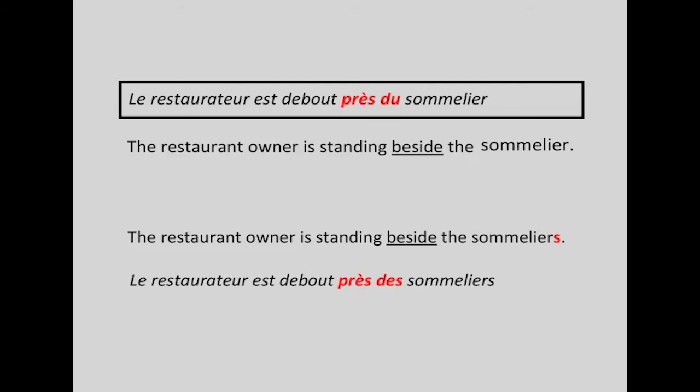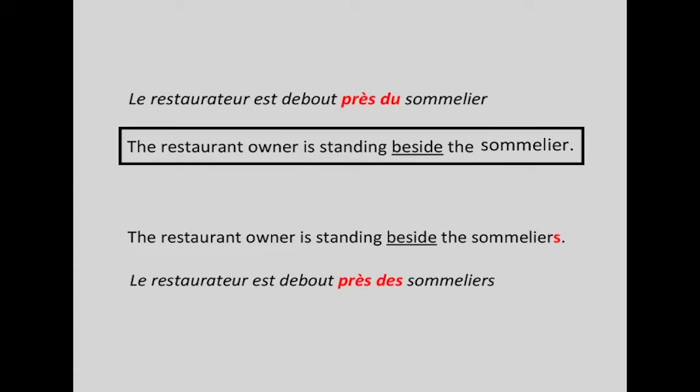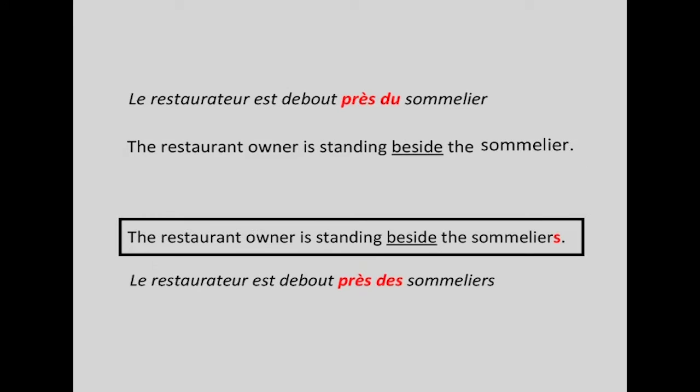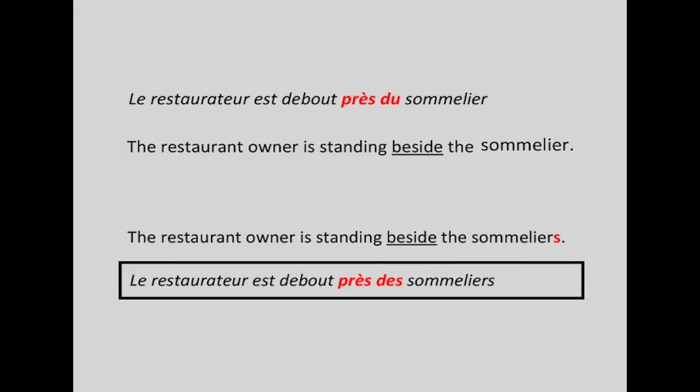Le restaurateur est debout près du sommelier. The English equivalent of this sentence is, the restaurant owner is standing beside the sommelier. If we change sommelier to plural, then the French sentence would be, le restaurateur est debout près des sommeliers. In the next sentence, I'll teach you two more prepositions.